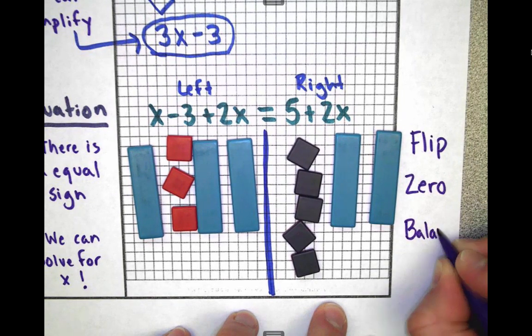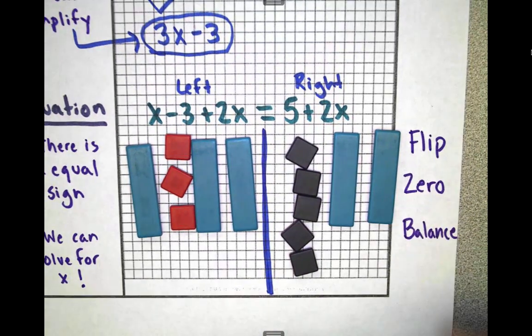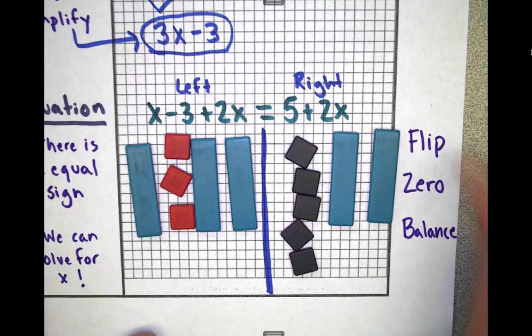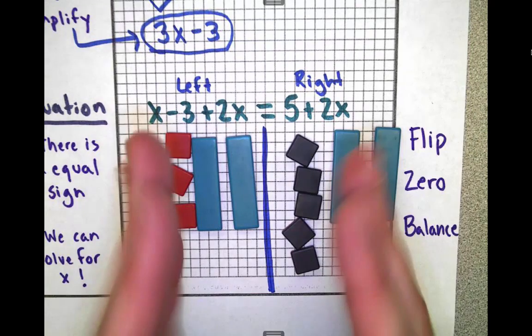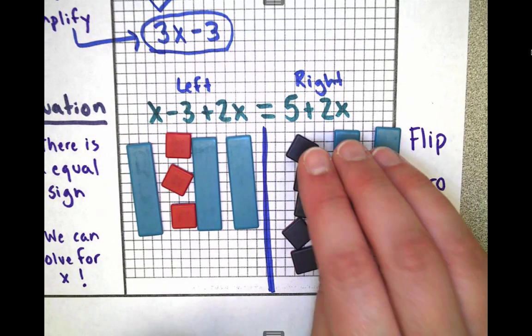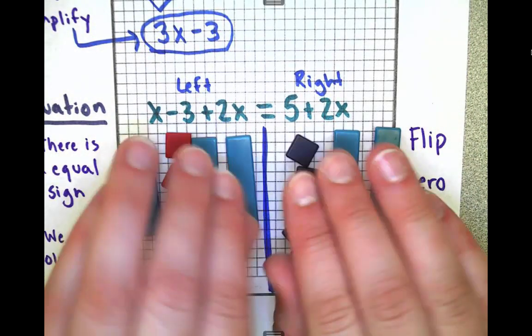And sometimes we do them lots of times over and over too. So we are going to go through the flip, zero, balance process. I'm going to do it once with the tiles and then once by drawing a picture. So flip, what would I like to flip? Well, what I want to do is separate the numbers and the x's. I want all the little units on the right and all of the x's on the left. We're trying to separate them out.